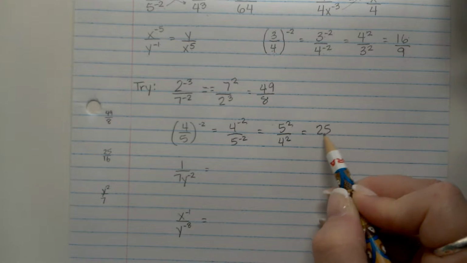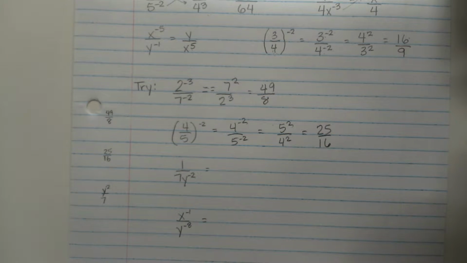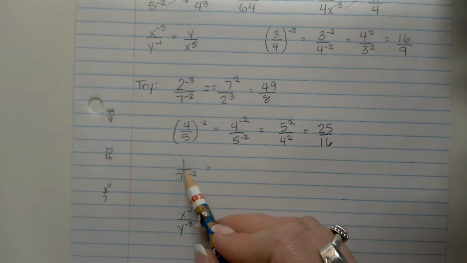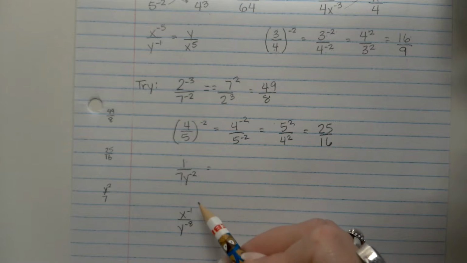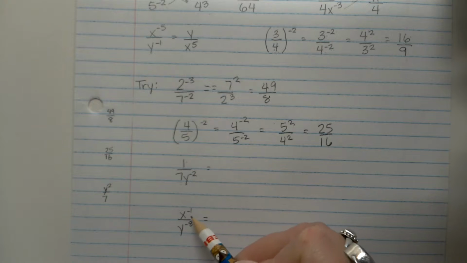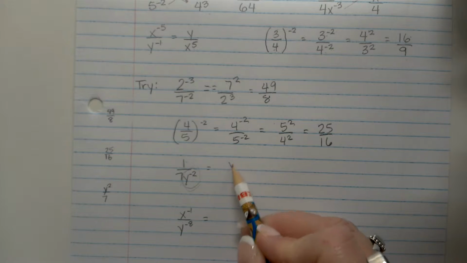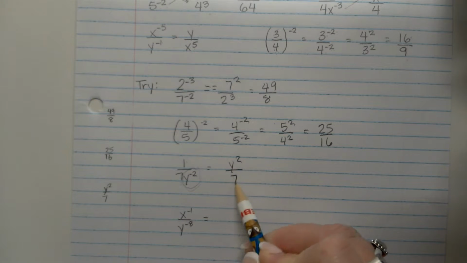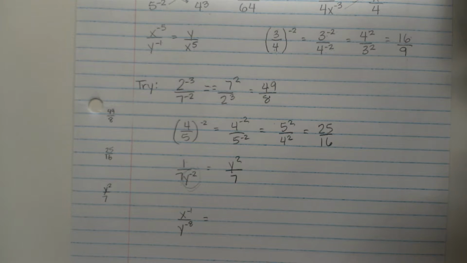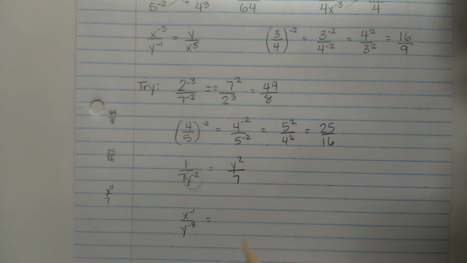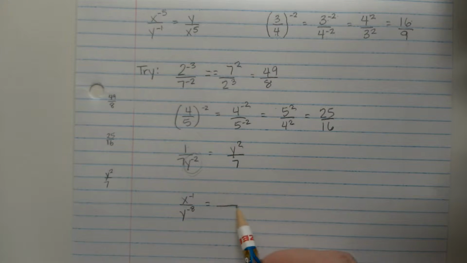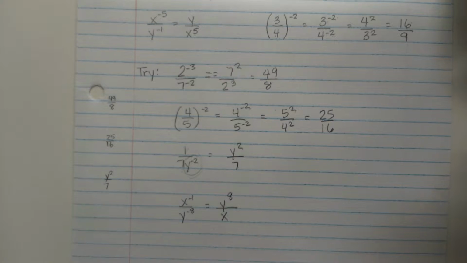And so we get 25 over 16. Luckily, that's the right answer. All right, now keep in mind this 1/7 has nothing to do with the negative part. The only thing you need to worry about is that the y squared needs to change position. The 7 doesn't have to do anything. It's not part of the negative exponent. And then in this last case, x to the first power is going to go on the bottom, and y to the 8th power is going to be in the numerator because it's changing places.